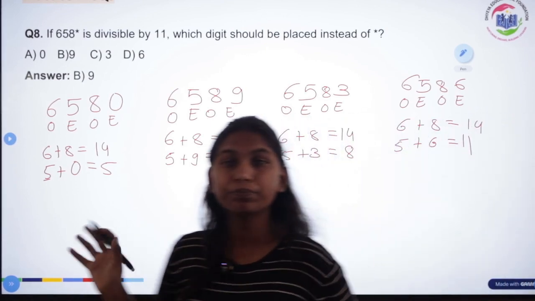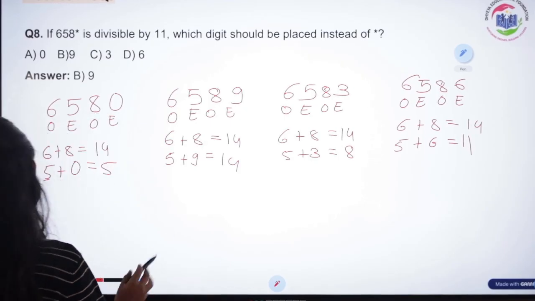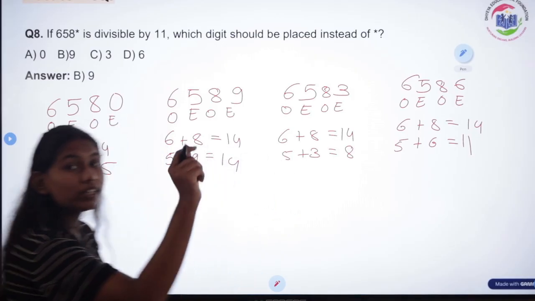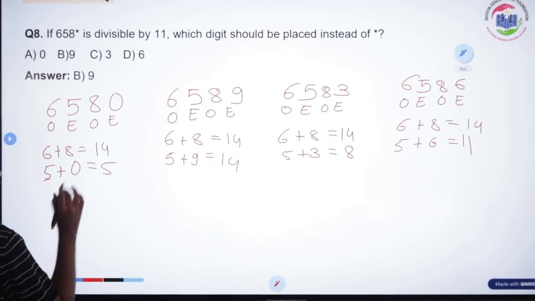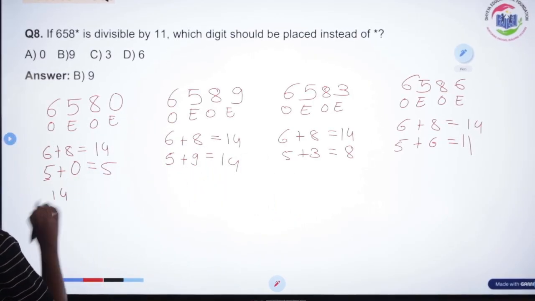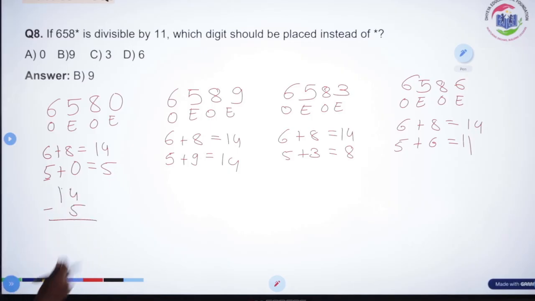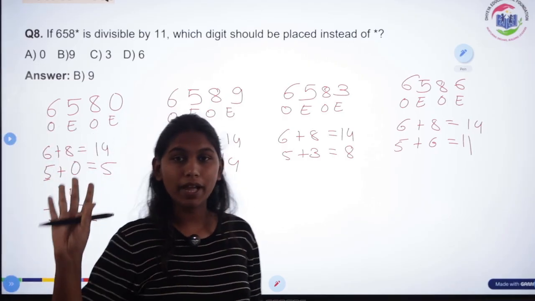Okay. Now here you have to just check whether the difference of these two terms is 0 or is divisible by 11. Then if you do 14 minus 5, you will get the answer as 9. So 9 is not divisible by 11.